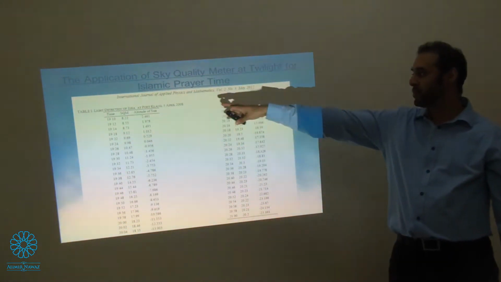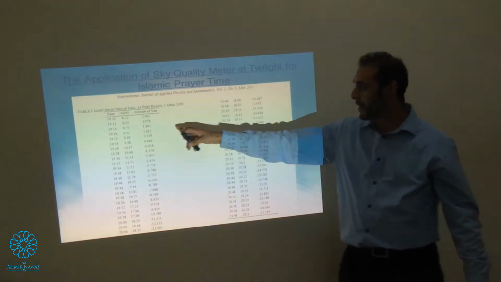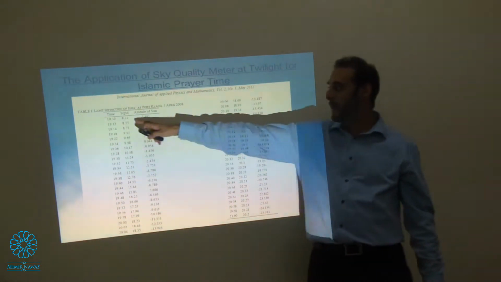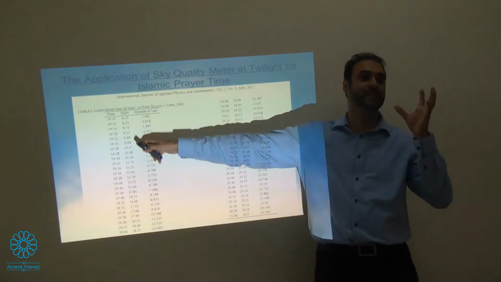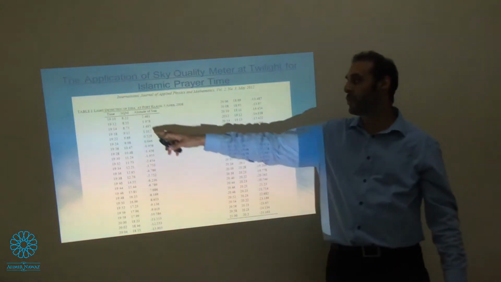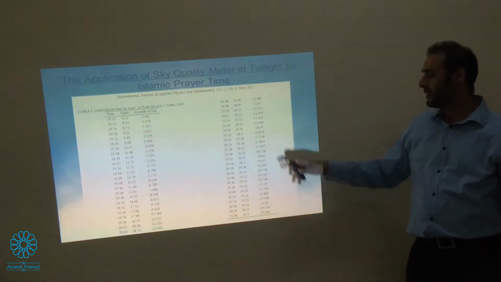It's from the International Journal of Applied Physics and Mathematics. Now over here, they're giving you the time and the altitude of the sun, and they're using light quality testers. They tell you how dark the sky is. So SQM meters and the altitude of the sun.